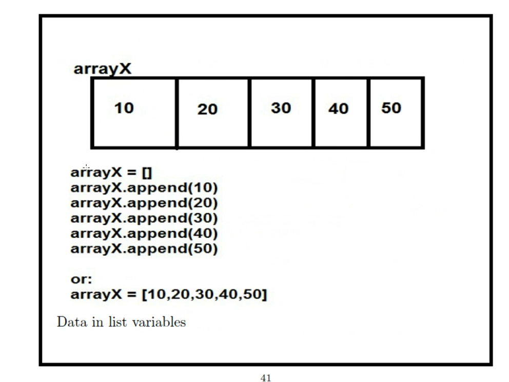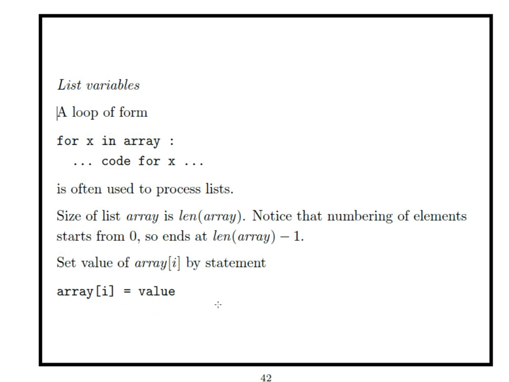And they're laid out in a list like this. And we can add elements by the append statement. We can also assign directly a whole array to a variable by listing them like this. Typically, we can process a list by a loop like this: for x in the array, do something. The size of a list is the length, called len of the array, and we can set the value as I say.